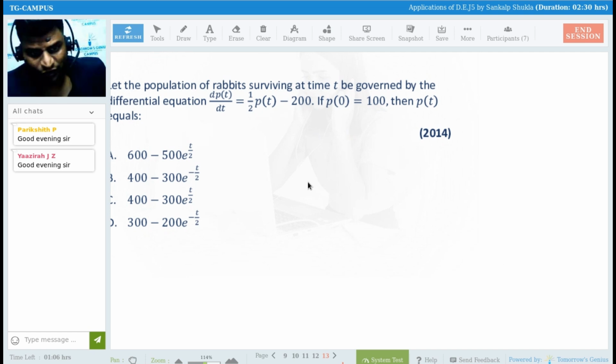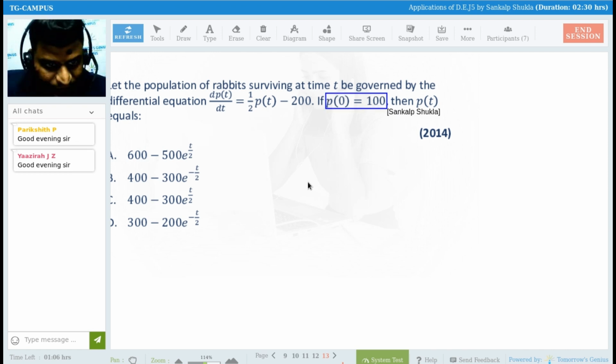This question was there in 2014 as well as 2019 also. The same question. Let the population of rabbits surviving at time t be governed by the differential equation dp(t) upon dt is equals to 1 by 2 p(t) minus 200. If p of 0 is 100, then p(t). It's a very easy question. p of 0 is equals to 100 means a particular solution has been given to you.